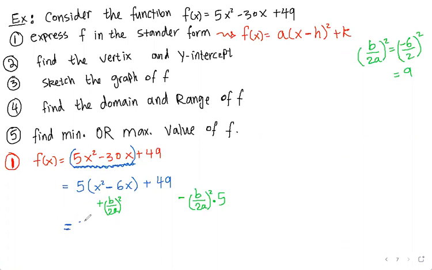So this is equal 5 times x squared minus 6x plus 9 inside the parentheses. Now outside the parentheses, 49 minus 5 times 9, 9 times 5. So what do I get now? Let me simplify this one. Get 5.